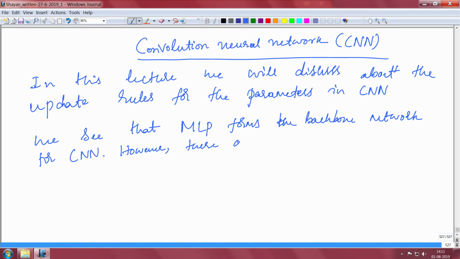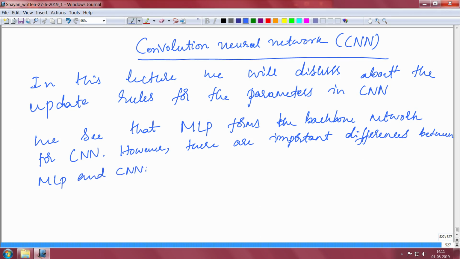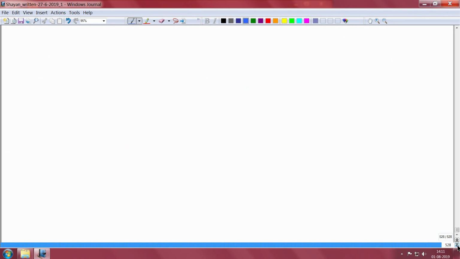However, there are important differences between multilayer perceptron and CNN. So, what we will do is we will briefly visit the multilayer perceptron and then we will get into the details of the derivation of update rule for the parameters of CNN.